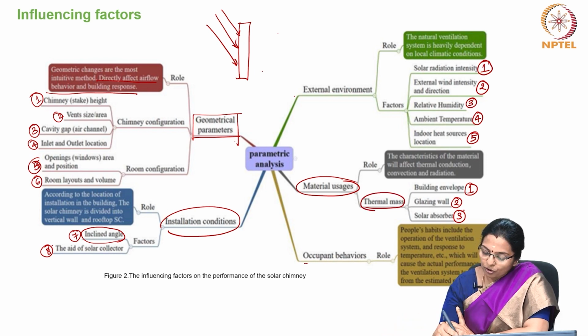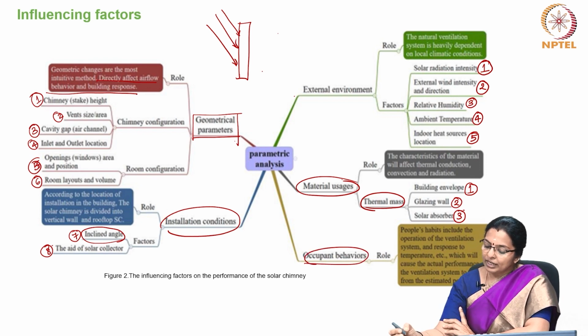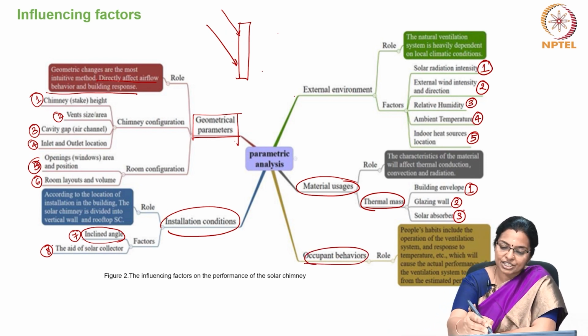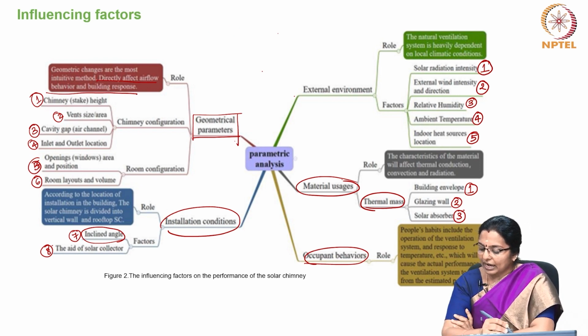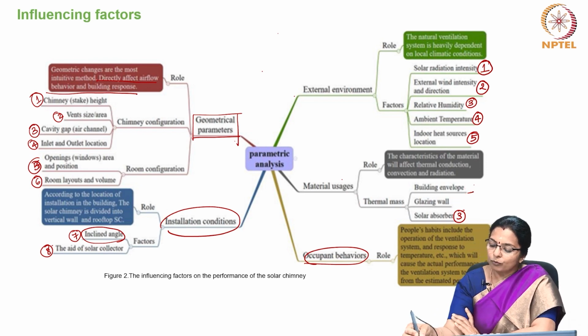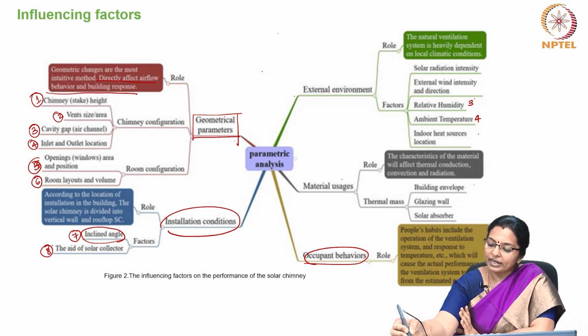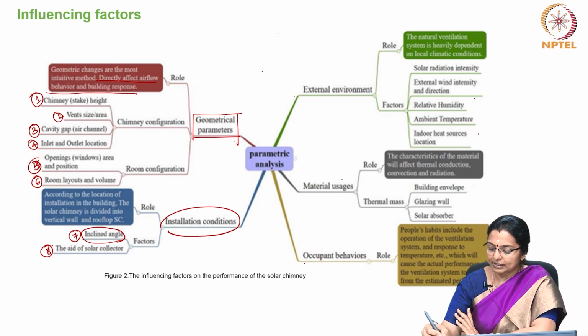And then the occupants' behavior. People's habit include the operation of the ventilation system and response to temperature, etc. This will cause the actual performance of the ventilation system to differ from the simulated or estimated performance.